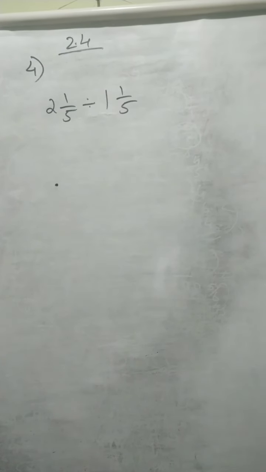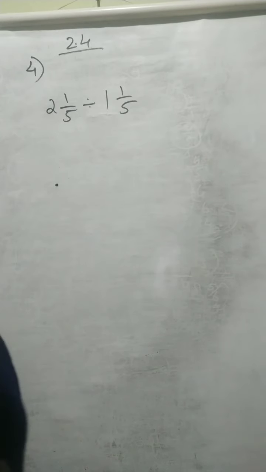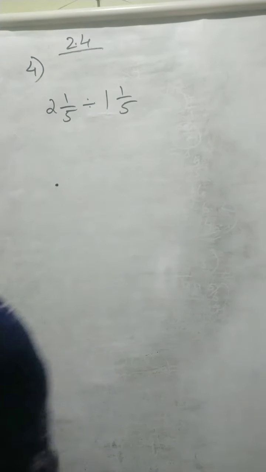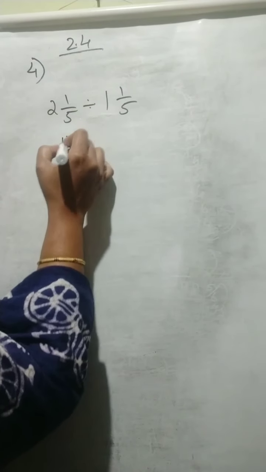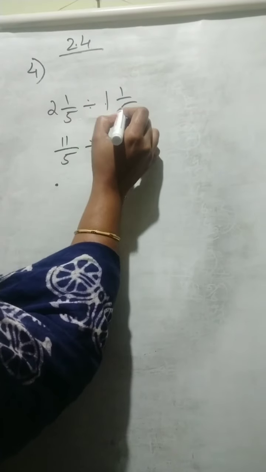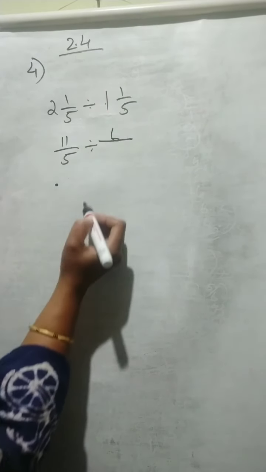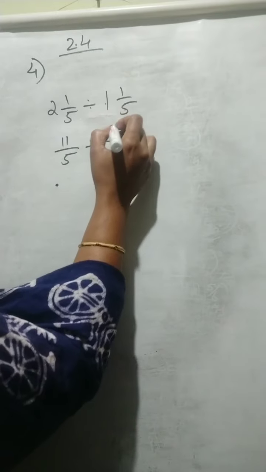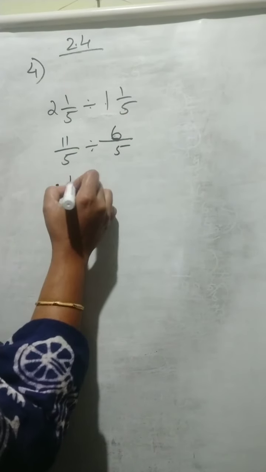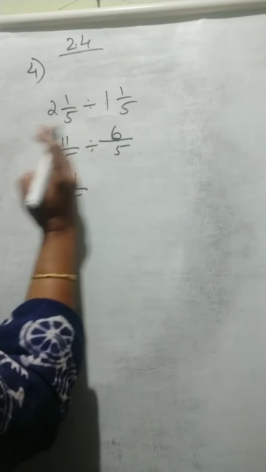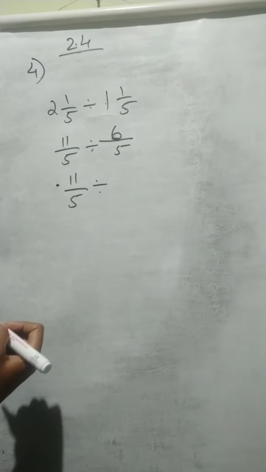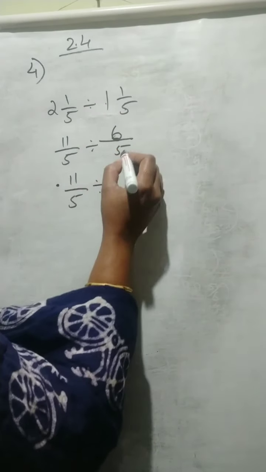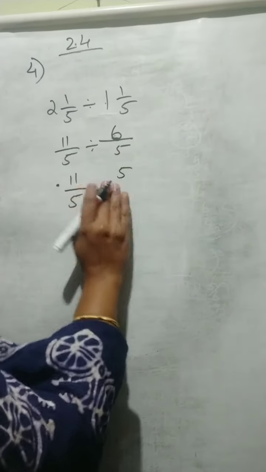This is the last question. This also is in the form of a mixed number. So what can we do? We have to convert this also. That is 2 times 5, 10. 10 plus 1, 11. 11 on 5 divided by 1 5 is 5 plus 1, 6. 6 on 5. Okay. Then 11 on 5. The first fraction will always stay that way itself. Don't take the reciprocal of the first fraction. Then divided by the reciprocal of the second, that is the divisor.